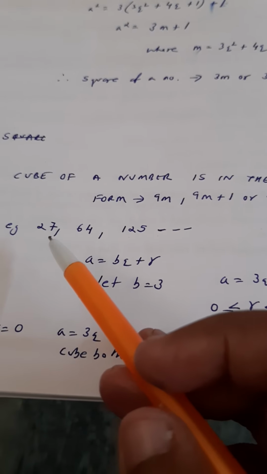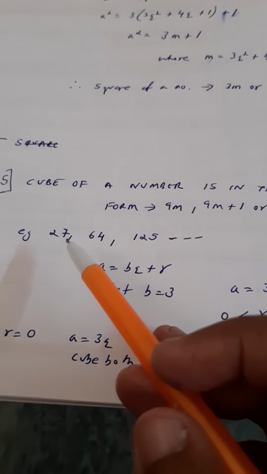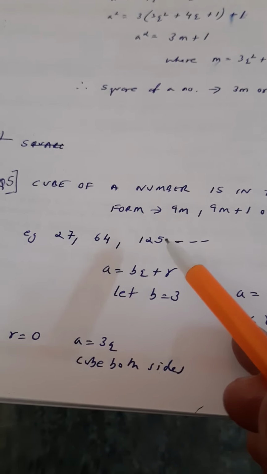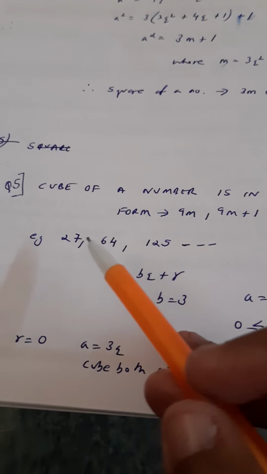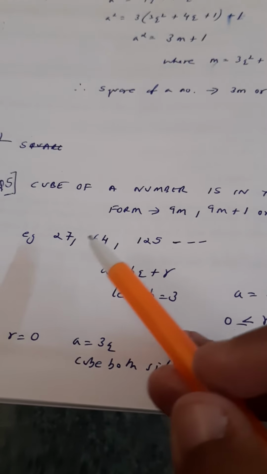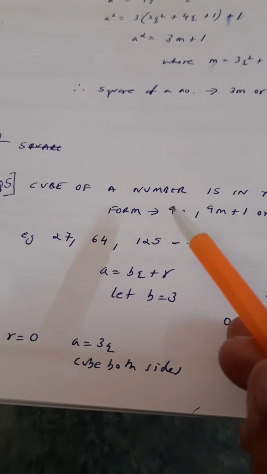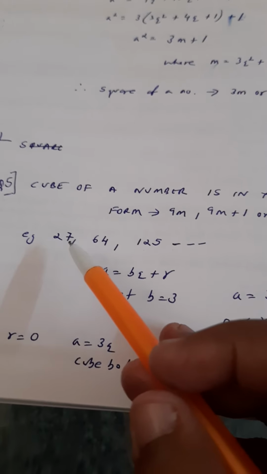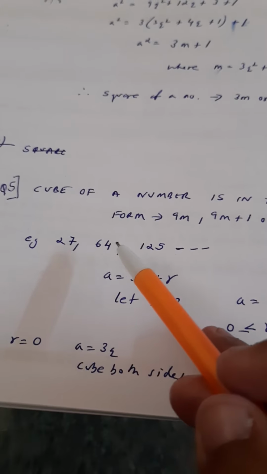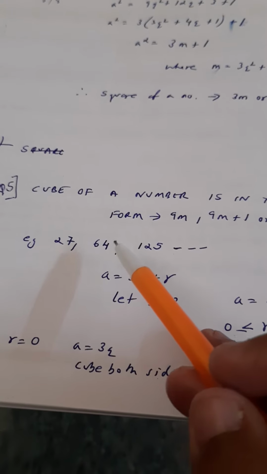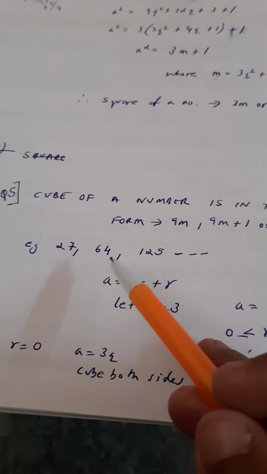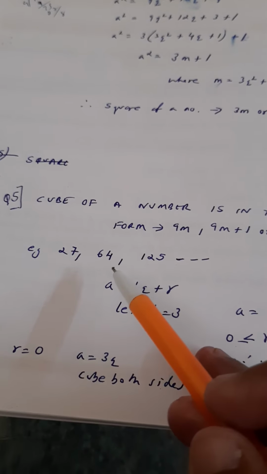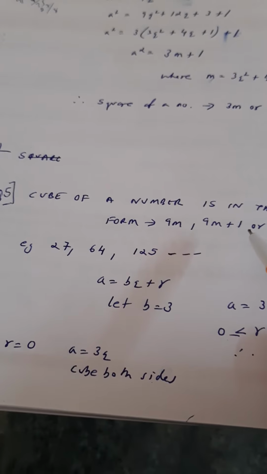If you take the cube of a number, let's say 27, this is the cube of 3. Or 4 cube, that is 64, or 5 cube, 125. Any cube number will always be in this form. Look at 27: is it a multiple of 9? Yes, I can write it as 9 into 3. What about 64? It is not a multiple of 9. 9 sevens are 63, plus 1 gives us 64. So 64 is in the form 9m plus 1.